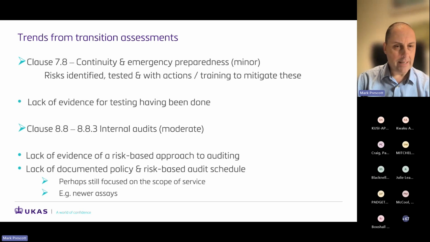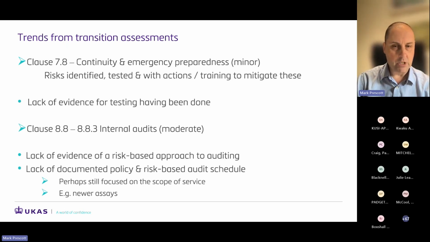Clause 8.8: I had a look at the non-conformities within that. Most of them seem to be coming around 8.8.3, which is internal audits. Another area potentially surprising, because we've been assessing audits for obviously a long time, and labs are getting much more familiar with the requirements for this. But it is classed as a moderate change. And what we're seeing is that there's a lack of evidence of a risk-based approach to auditing.